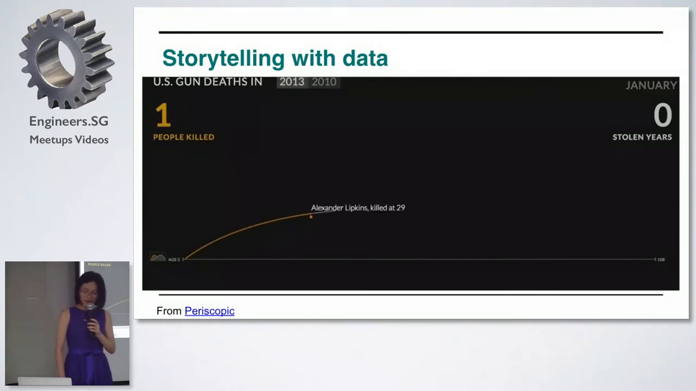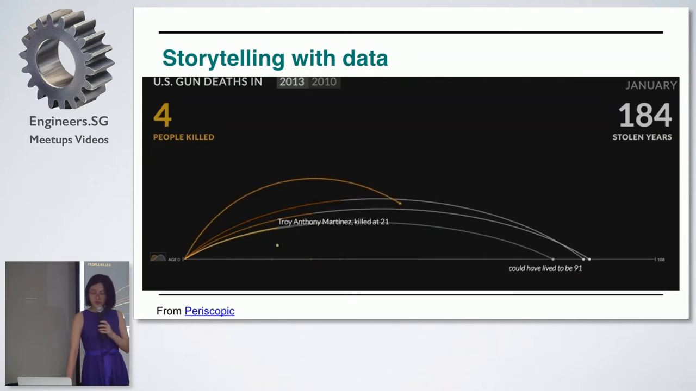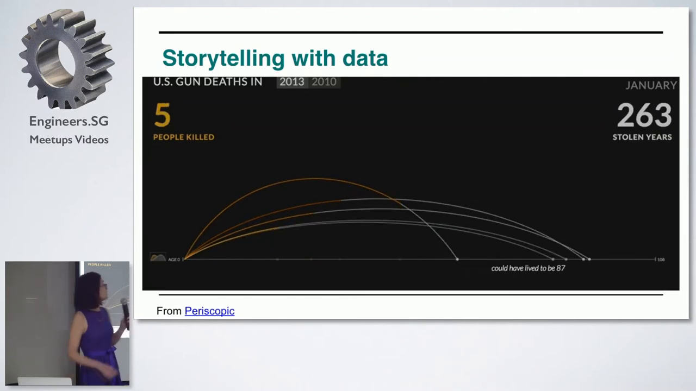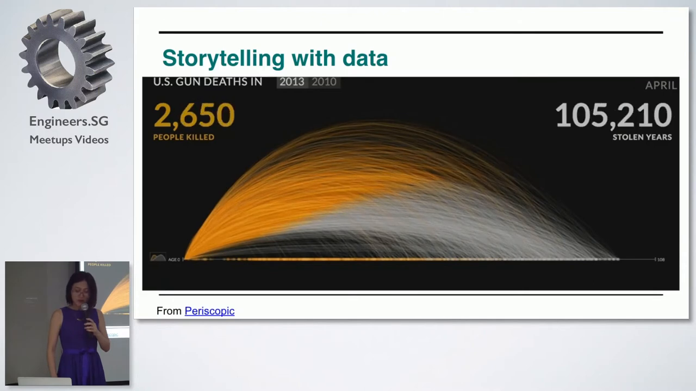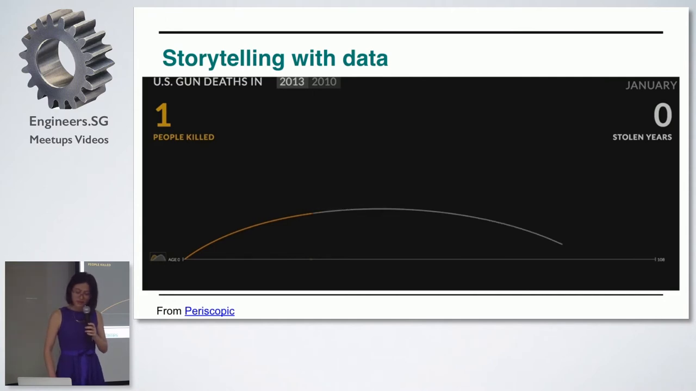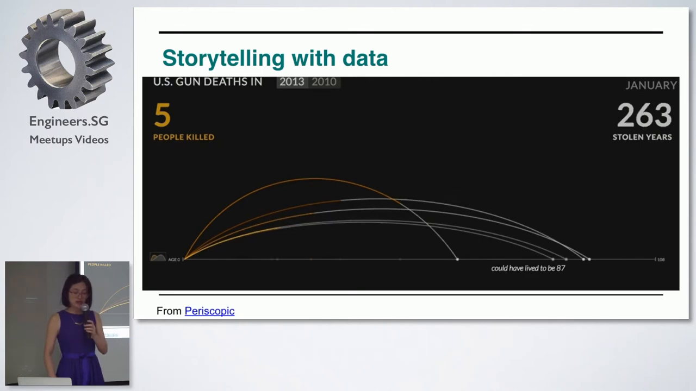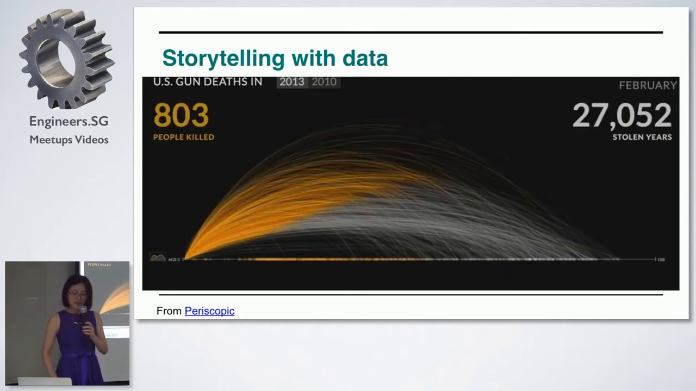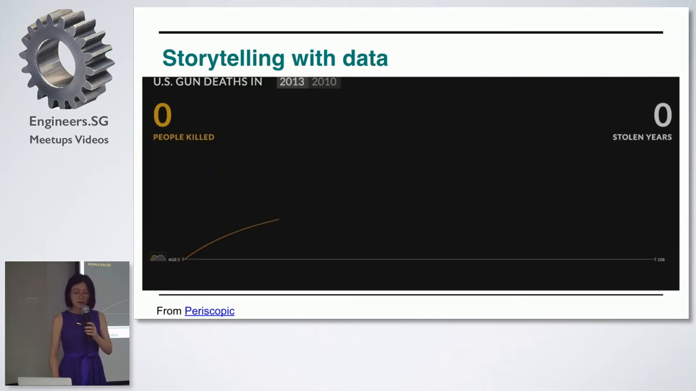So this is a story about death caused by US gun violence. Each arc is an individual. The author annotated his name, the age he was killed, the age he could have lived to. And then at the top right and top left corner, they showed big aggregate numbers: the total number of people killed, the total number of stolen years from their lives. So what's wonderful about this, one technique they use is comparison, comparing the years these people lived with the years these people could have lived. It also used a combination of detail and aggregates. So you can see individuals in the arc diagram. You can also see big number aggregates. So you have both sides of the story.